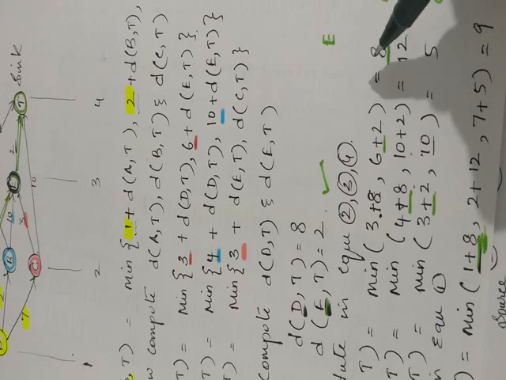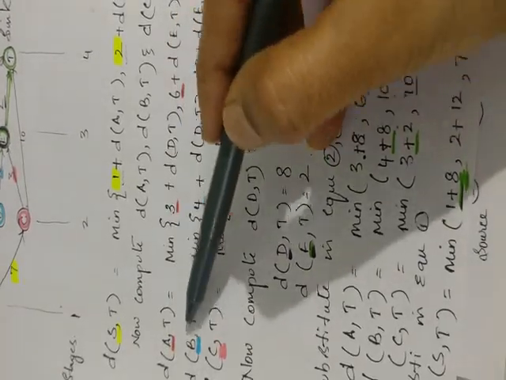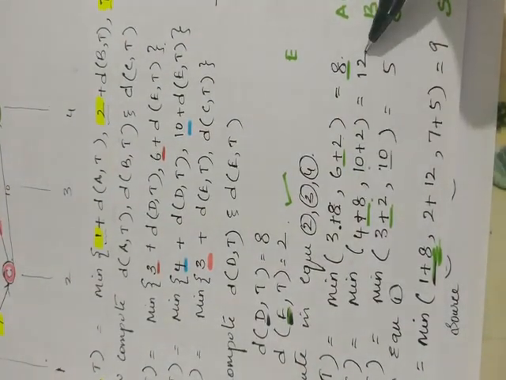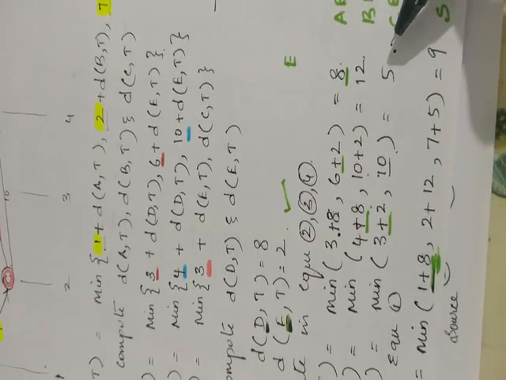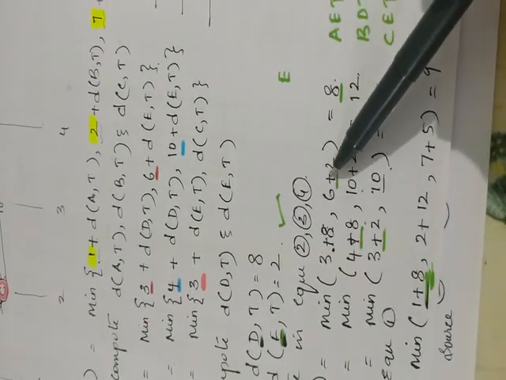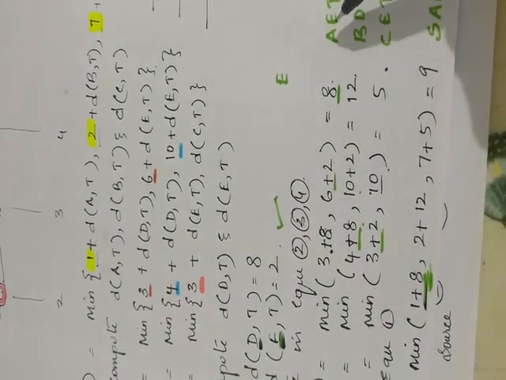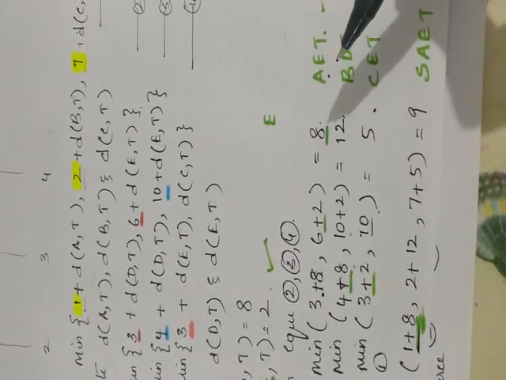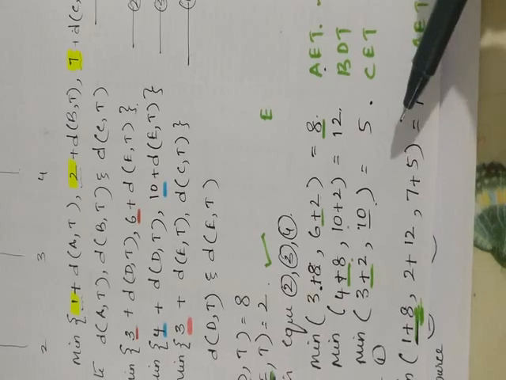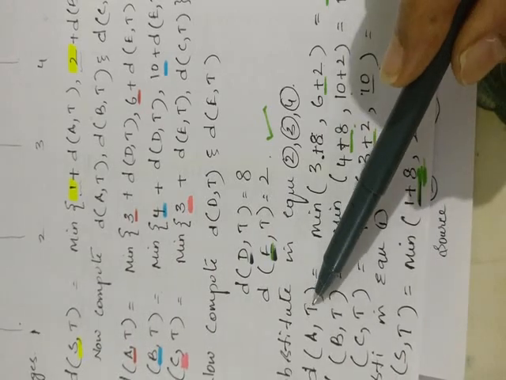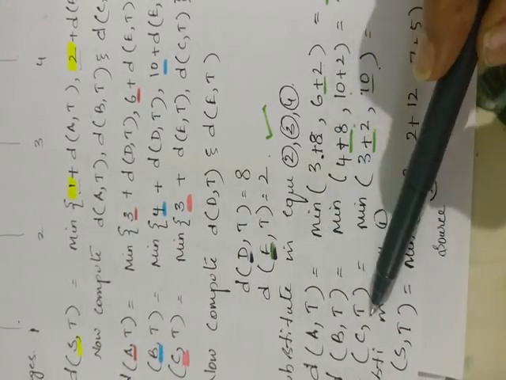Similarly, I should calculate for D of B to T and D of C to T. If I compute, I will be getting some values. Of these two, 12 is the smallest. Of these two, 5 is the smallest. And since we have calculated for distance of A to T and which is the edge that is being selected, based on that I will be writing here as AET, BDT, CET. And then since we know now what is AET, BDT and CET, let us substitute in the equation 1. Since I have calculated for distance of A to T, B to T and C to T, these values are with me, paths are with me.